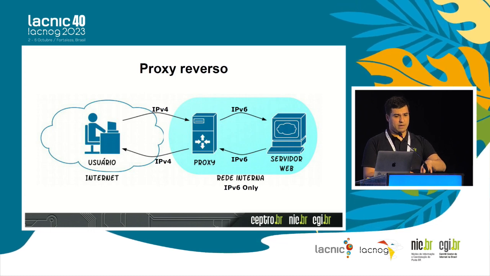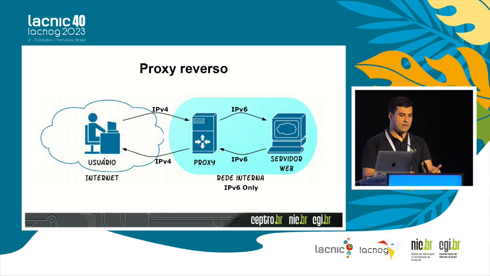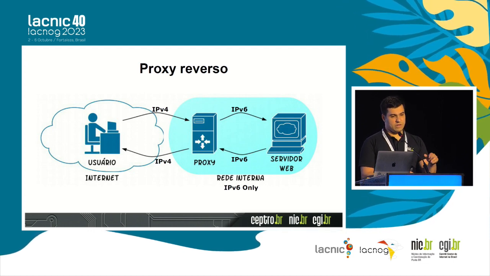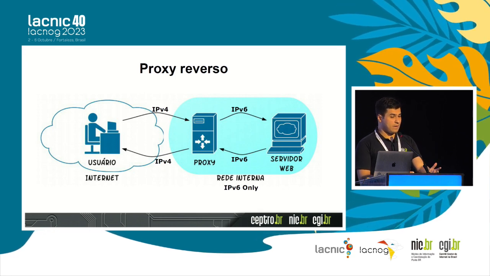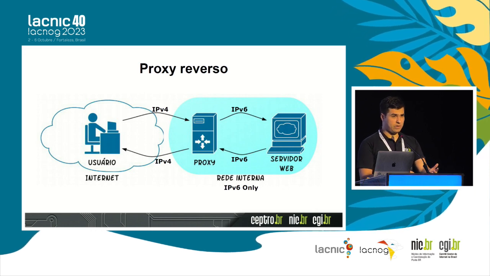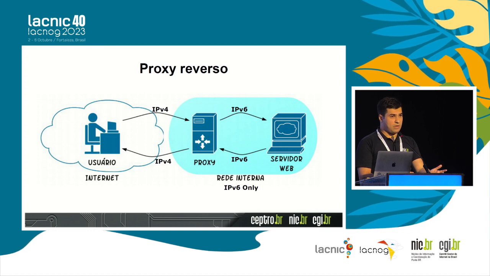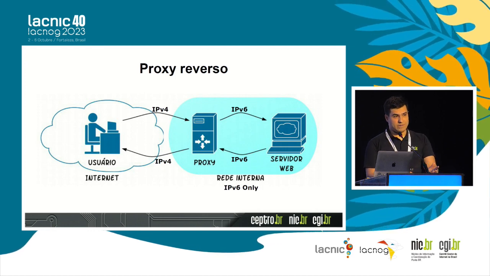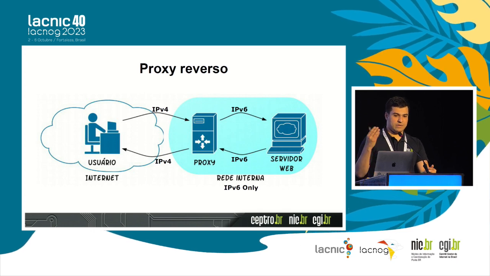So we're also saving IPv4 addresses by including them in these machines and working with a reverse proxy that does the translation part, in the sense of looking up the content and then transmitting it. Another important thing is that the reverse proxy is very easy to do for HTTP connections. Now, the internet is practically almost all HTTPS, so we have to work with certificates.